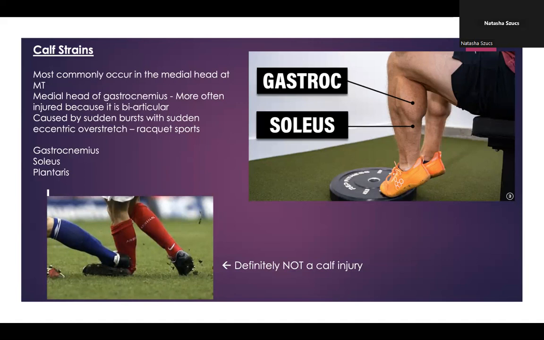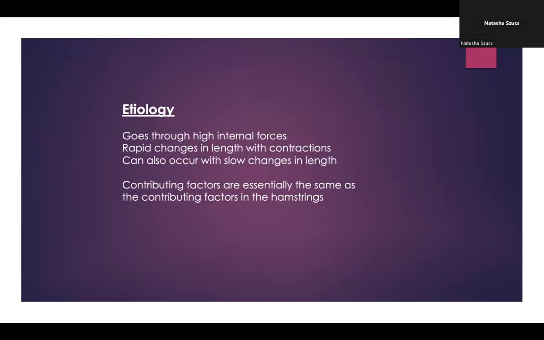So the calves are made up of the gastroc, soleus, and plantaris. And so same thing.